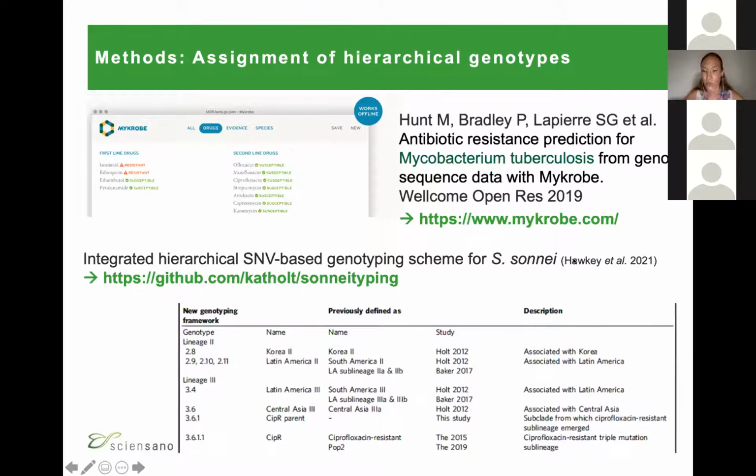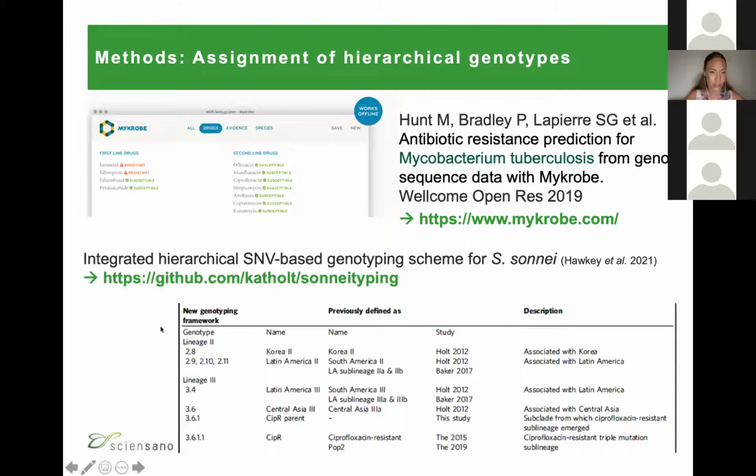And I would point you to the paper by Hawkey et al., which was just published this year. And so they did this by comparing 4,000 publicly available genomes for Shigella sonnei, and then defining a new nomenclature and a new typing, which enables now anyone in the world to use this tool and compare their strains and assign the same names and genotypes.